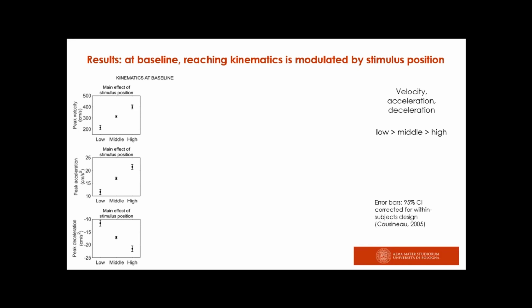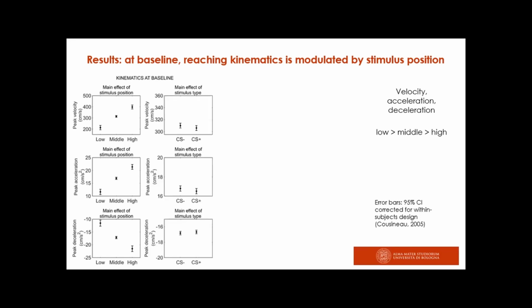So it increases the further away the dot is on the screen, or the longer the mouse movement they have to perform. So this confirms that participants are actually doing what they are asked to do. Okay, the movement is modulated according to the position of the target. But the movement at baseline is not modulated by the color of the stimulus, because no association with the shock has happened yet.